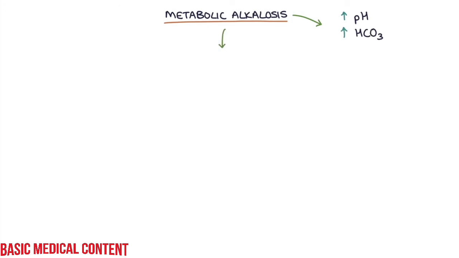Finally, let's talk about metabolic alkalosis. In metabolic alkalosis, there is a raised pH, indicating alkalosis, and a raised bicarbonate. Metabolic alkalosis results from the loss of hydrogen ions, or H+ ions. Hydrogen ions can be lost from the gastrointestinal tract due to vomiting.